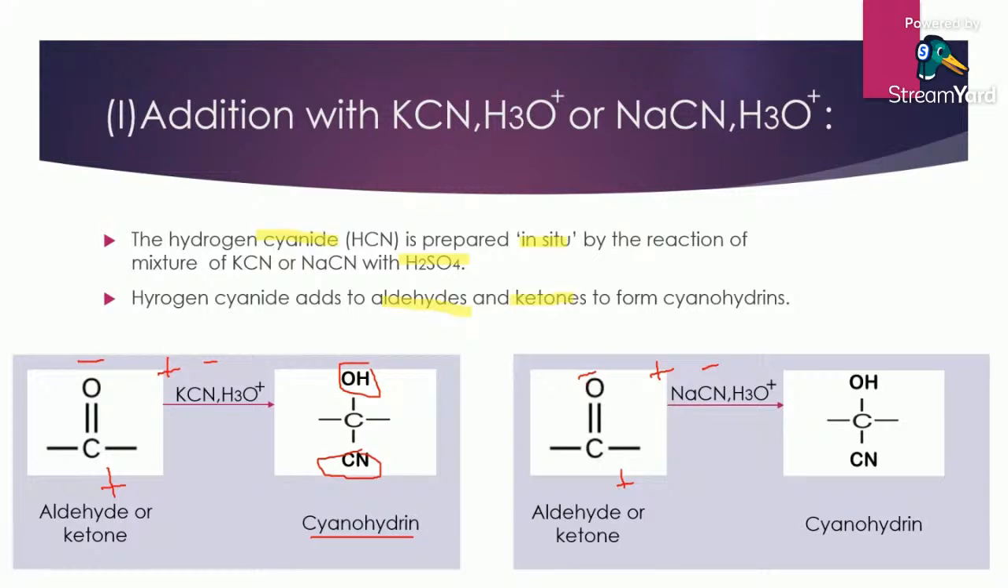The C double bond O will break and the C is attached to the new substituents, which are OH and CN, and the product is still the same, a cyanohydrin, same as the first example. In this addition reaction, we are looking for our nucleophile, and our nucleophile for example 2 is the same, CN.